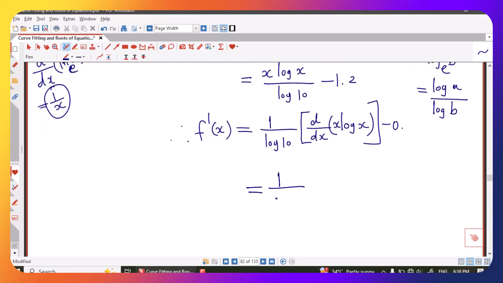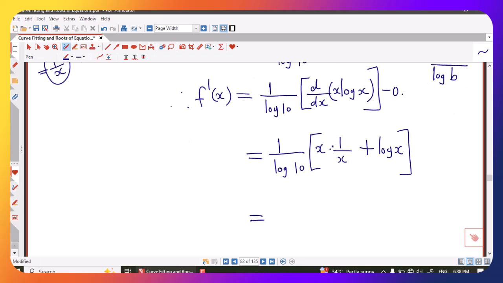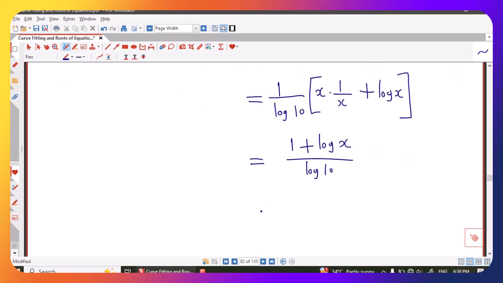Now we can apply product rule to find out derivative. We keep x as it is, derivative of log x is 1 by x, plus log x as it is, derivative of x is 1. Now here x will get cancelled and we have 1 plus log x divided by log 10. And this we can rewrite as 1 divided by log 10 plus log x divided by log 10.